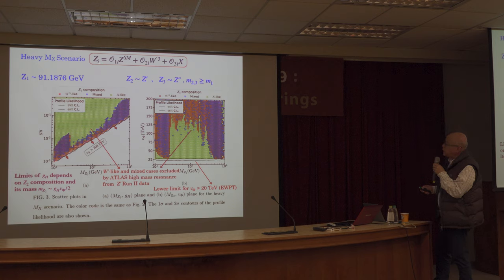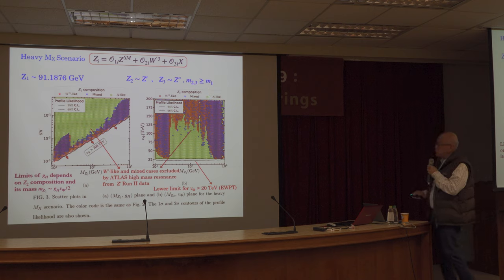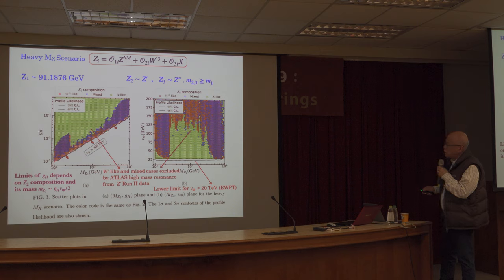So in general, there are three Z bosons, Z1, Z2, and Z3. And in the heavy MH scenario, MH is the stop mass, we can have Z1 close to the Z pole, and the other two are heavier than the Z pole, 91 GeV. So this is the scan of parameters that we have, projected on the new coupling g_H and the mass of the Z2.